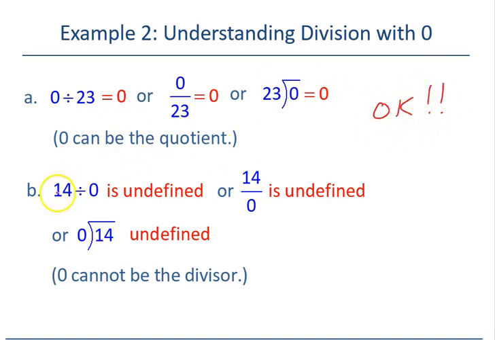But notice, 14 divided by 0, that's undefined. Not 0. This is how you have to answer me. If I ask this in class, when I say 14 divided by 0, what is it? Undefined. Remember, 0 cannot be the divisor. Just say it in your head: 0 can't be the divisor. 0 can't be the divisor.